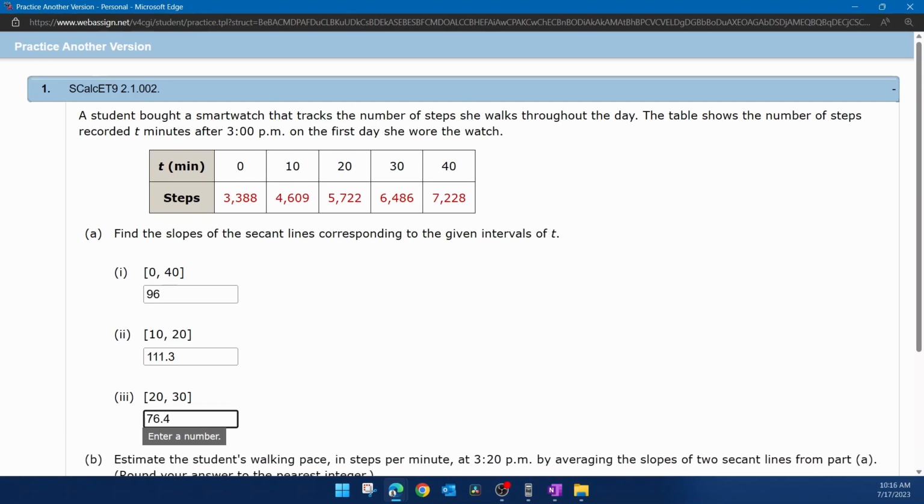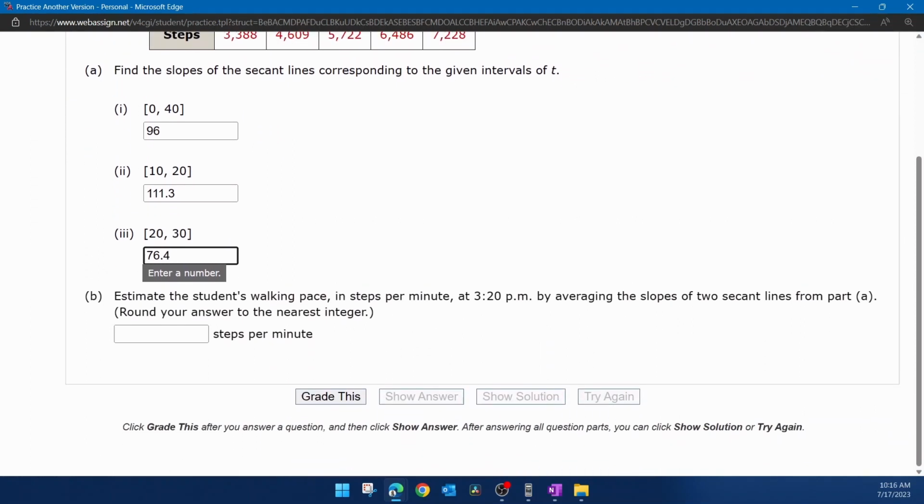And in putting that into our WebAssign, 76.4. And then if we scroll up, we can now answer part B. We need to estimate the number of steps per minute at 3:20 by averaging the two slopes that would be closest to the time of 3:20. Well, that would be parts 2 and 3 above from part A. So we need to average 111.3 and 76.4.